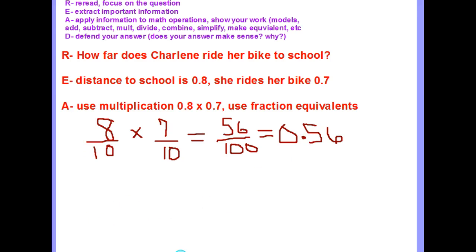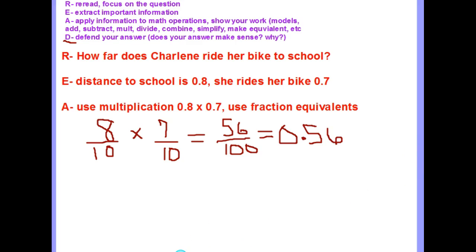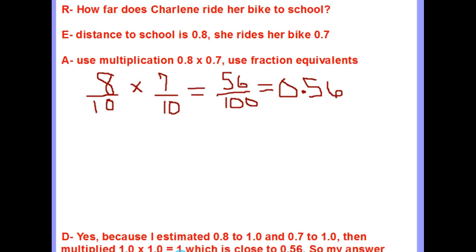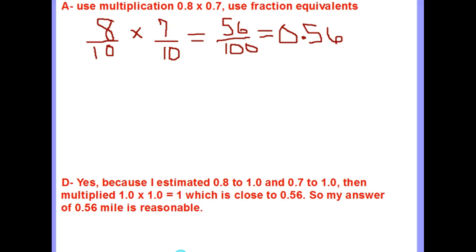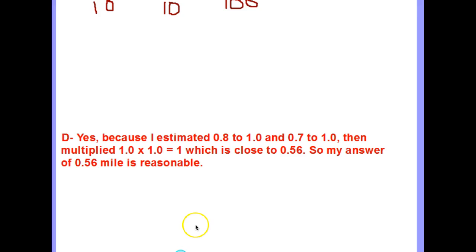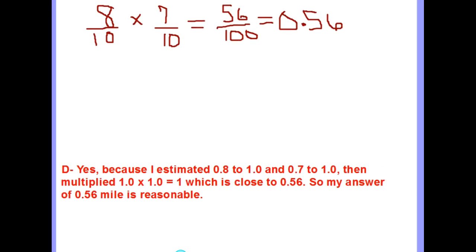And then the next thing that we have to do is to defend our answer. And we've been working on writing defenses. Sometimes you're asked to defend your strategy or explain your strategy, and other times you're asked to defend your answer. So we've been doing a lot of work with defending our strategy, so now we are going to look at defending our answer. And so what we talked about, one of the things that we can do with fractions and decimals is to estimate. And so the defense that is written here is an example of one.